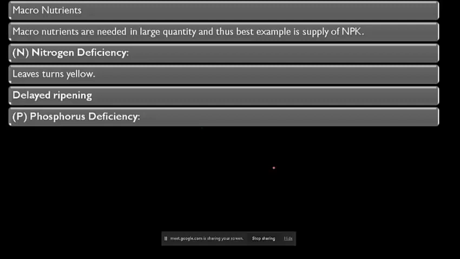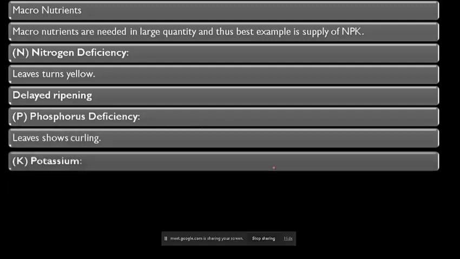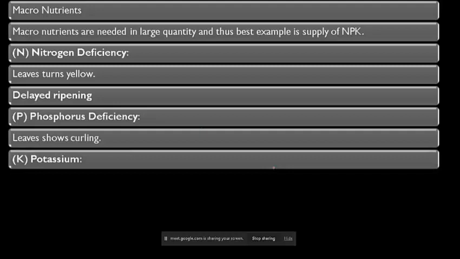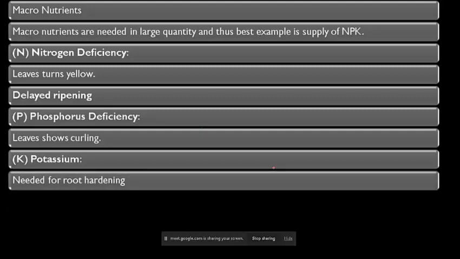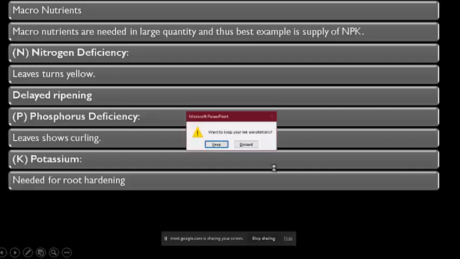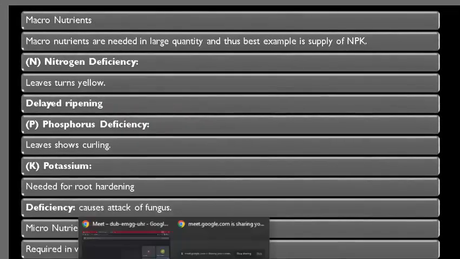What is the next element? Potassium. Okay, the next element is potassium. Then phosphorus. In phosphorus deficiency, you can see the leaves showing curling. Okay, potassium is needed for what? Root hardening. What is the function of potassium? Tell me. What is the function of potassium? For strong.